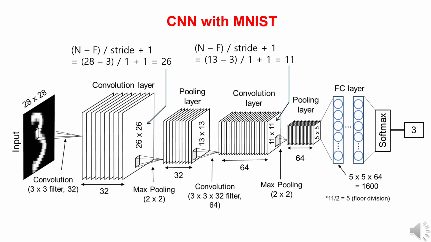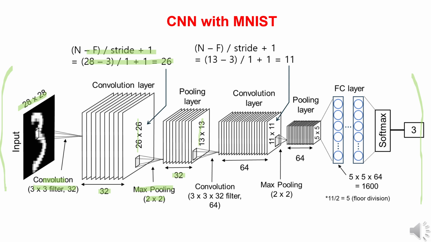This slide shows the overall flow of how we'll build and implement a CNN to classify the MNIST dataset using code. To explain in more detail, the MNIST dataset consists of 28 by 28 pixel grayscale images. First, we apply 32 3 by 3 filters with a stride of 1. As explained in the previous video, this results in an output size of 26 by 26 with 32 channels. Next, we apply 2 by 2 max pooling without padding, which reduces the output to 13 by 13 by 32.